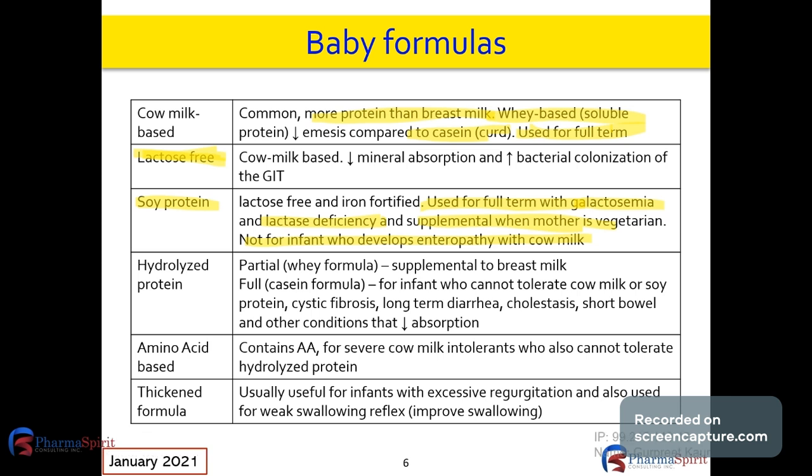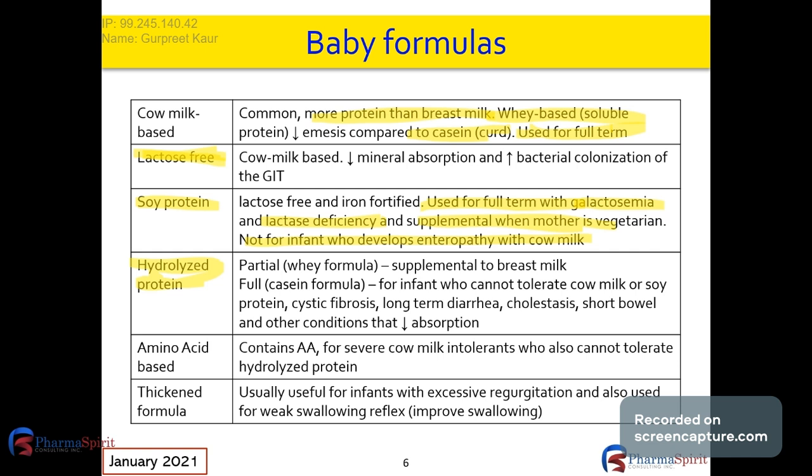Okay, so what are we going to do with these babies who cannot digest the protein in the cow milk based formula? If the baby has a problem digesting the protein in the cow milk based formula, we can use a specialized formula that's called hydrolyzed protein. So what we do is we take the cow milk and we hydrolyze the cow milk in the lab. So basically, we try to pre-digest it, and then we give the baby partially digested cow milk, so the baby doesn't have to do all the digestion by himself.